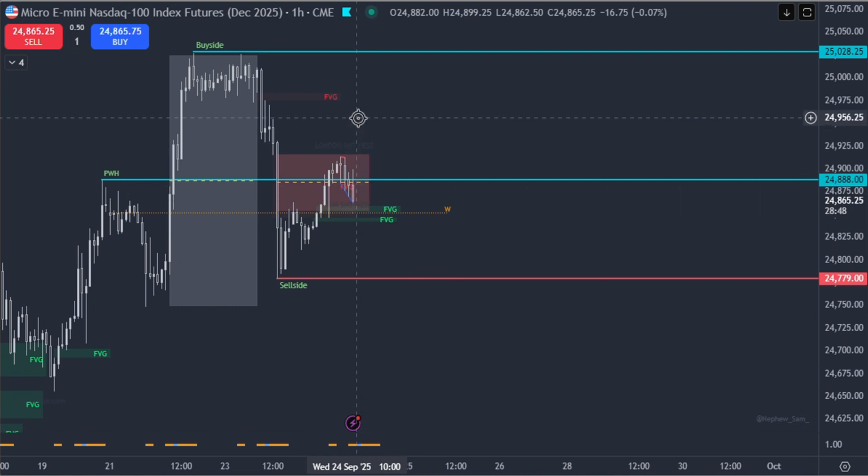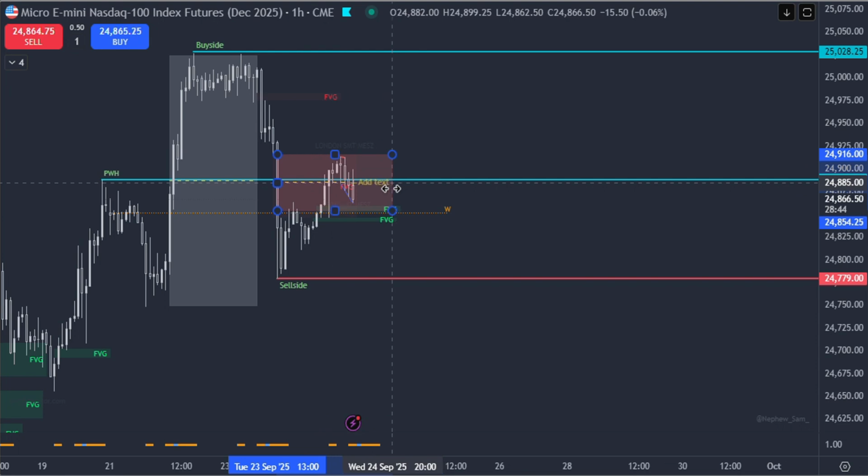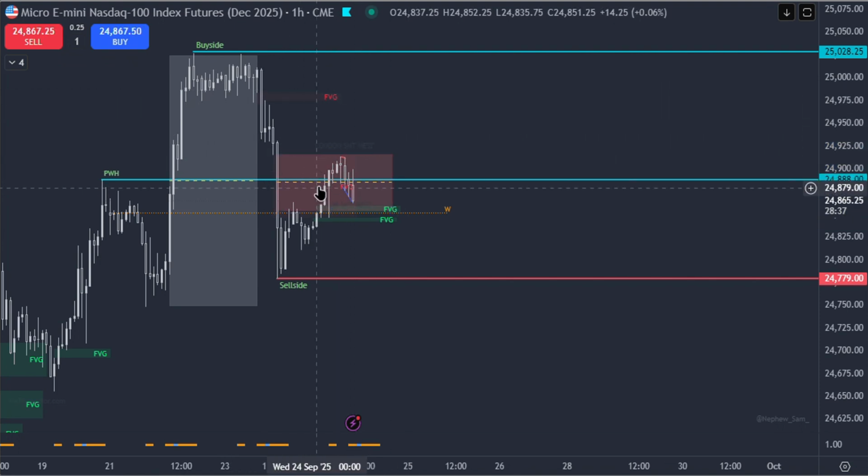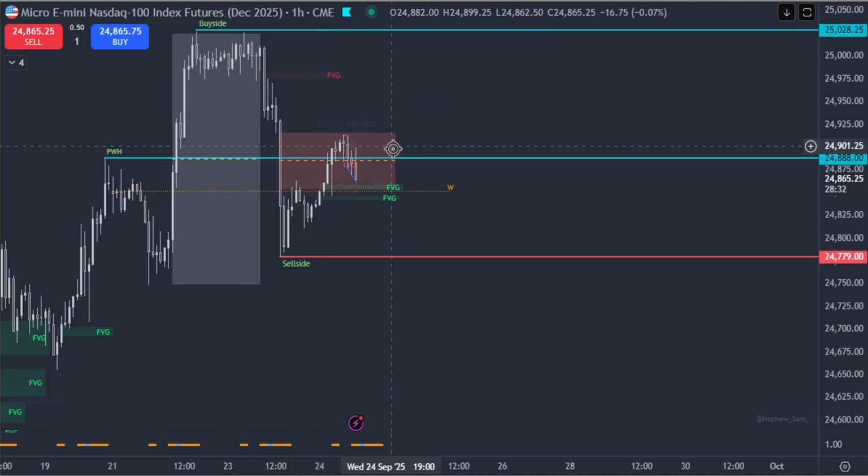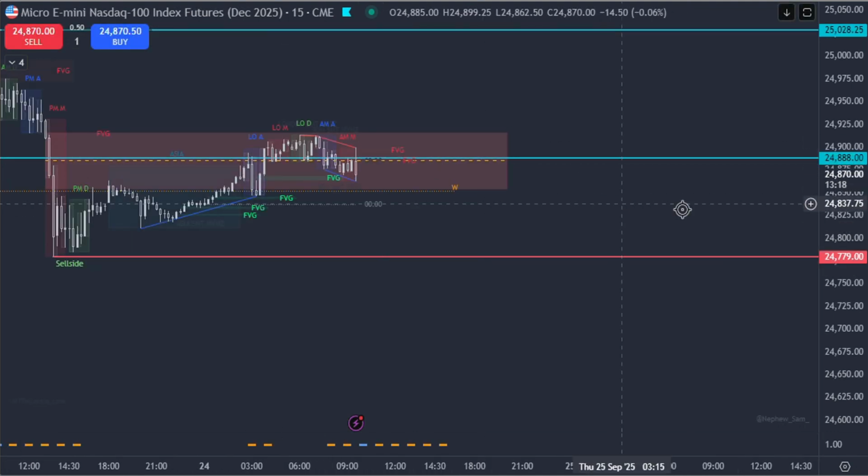Now, if we displace and we close above the SIBI, this hourly SIBI, then we can use this as an inverse fair value gap to target buy side. But for now, I'm looking to reject off of this hourly SIBI to target low hanging fruit, which can be hourly lows, possibly hold to the previous day low. Now I'm going to zoom in.